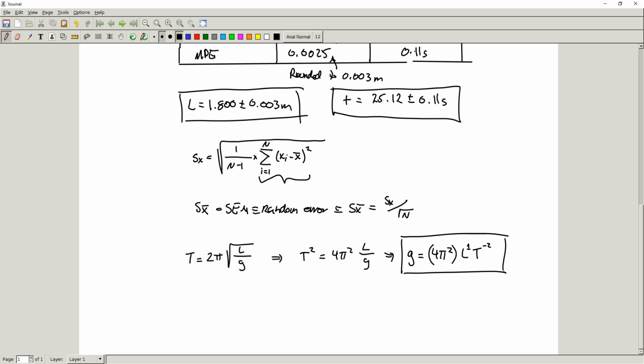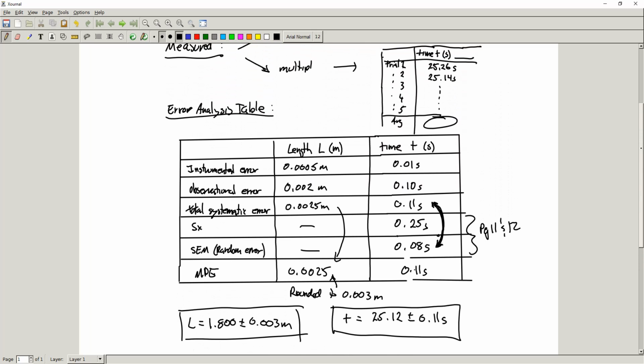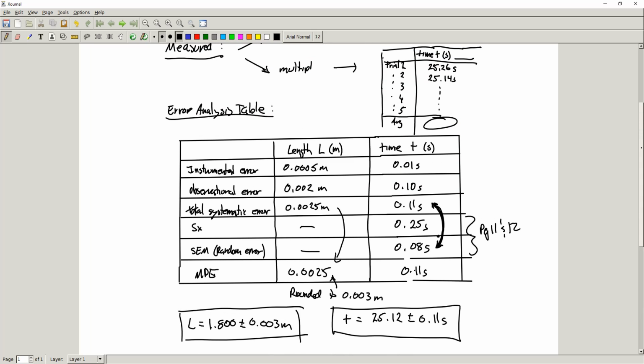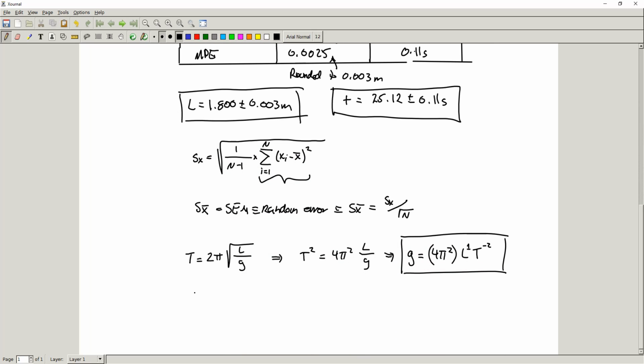Now, we have L, but we have lowercase t. We need uppercase T. We need the period to be able to calculate G. But we get to capital T not by measuring it, but by propagating the error from little t to big T. The calculation is very simple. We know that big T is just little t over 10, right? Because there were 10 individual oscillations in each of our collections of 10 oscillations. So we can easily find big T, our period.